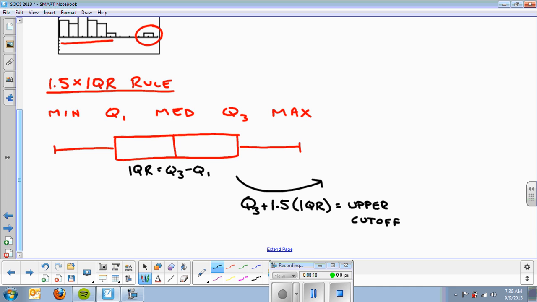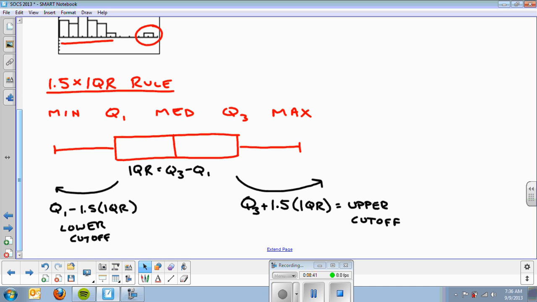Then you take that same 1.5 times IQR number that you had here, and you subtract that from Q1. So Q1 minus 1.5 times IQR, and that's going to give you your lower cutoff. Again, we'll get into more detail and more practice with these, but for right now, that gives you an idea of what it's like to be an outlier.